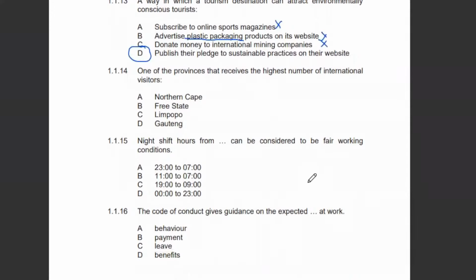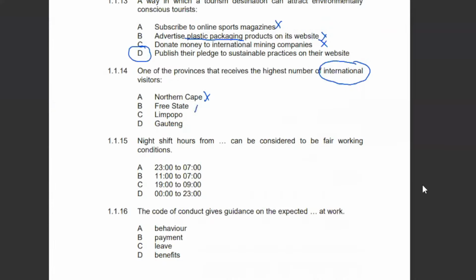Now let's move on to 1.1.14. One of the provinces that receives the highest number of international visitors. So we need to highlight our keyword. Our keyword will be international. Now let's look at the various options which are given there. All right, we do have Northern Cape. Northern Cape cannot be a correct answer simply because Northern Cape does not have several international airports. And in any case, the international airports in them are not as busy as the other neighboring provinces.